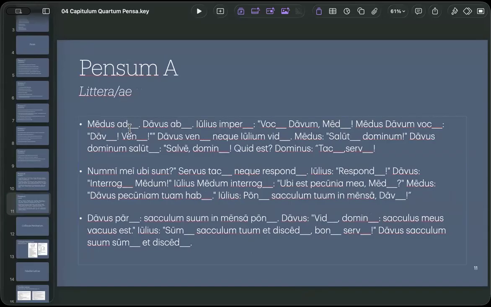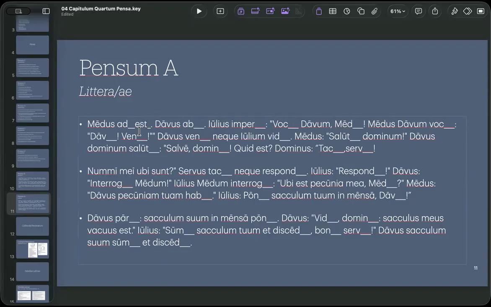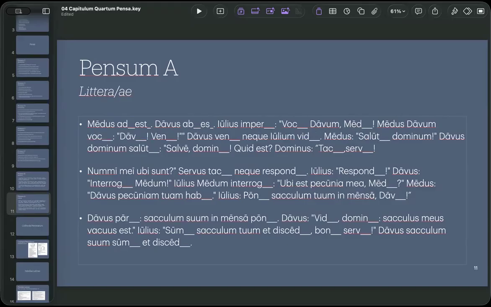Medus. We're back to the beginning of the story. Ad est. Davus adest. Julius imperat. Voca Davum. Medus, voca Davum. Wait a minute. Oh, hold on. Voca Davum. No, that's all one quote, isn't it? Yeah.